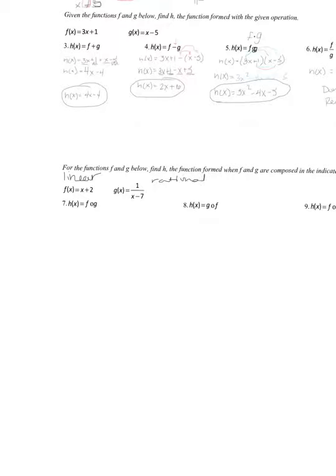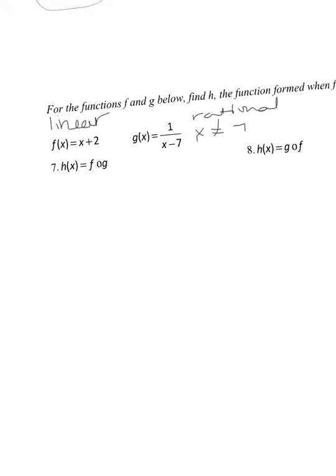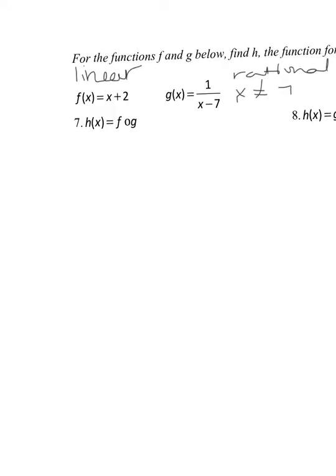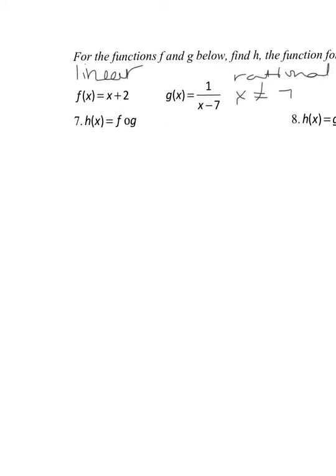And that function, 1 over x minus 7, cannot have an x value of 7. X cannot be 7. As we're going through these problems, we need to keep that in mind, that no matter what, x cannot equal 7. And we have to state that every time.